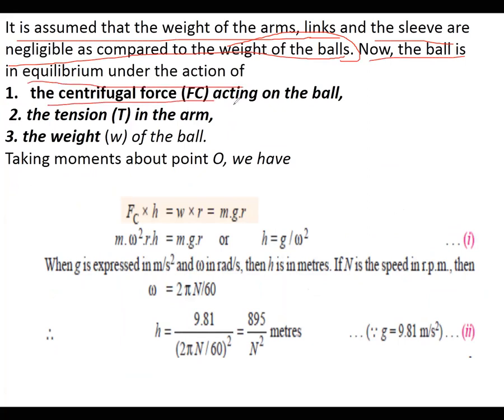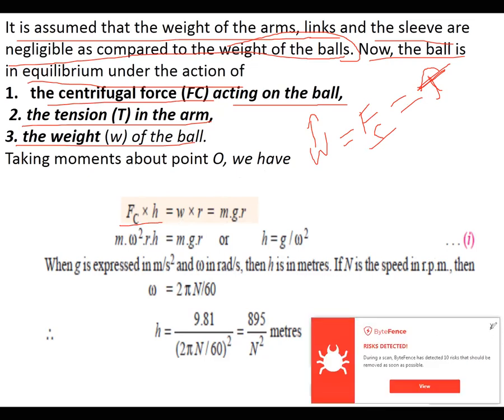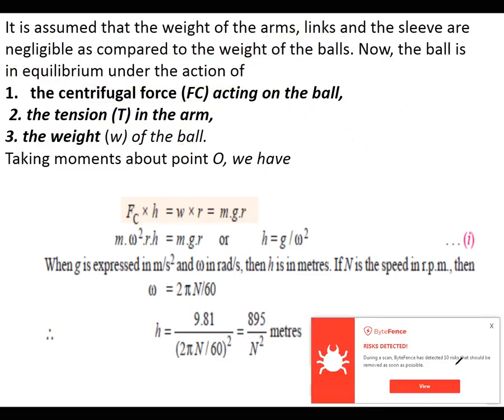Now the ball is in equilibrium under the action of the centrifugal force acting on the ball, the tension in the arm, and the weight of the ball. The centrifugal force is there because there is a weight, which is why the balls produce centrifugal force. When there is a centrifugal force, tension acts on the arms. So taking moment about O, what will happen? Fc into h equals W into r. I'll take this diagram so that you can understand easily.